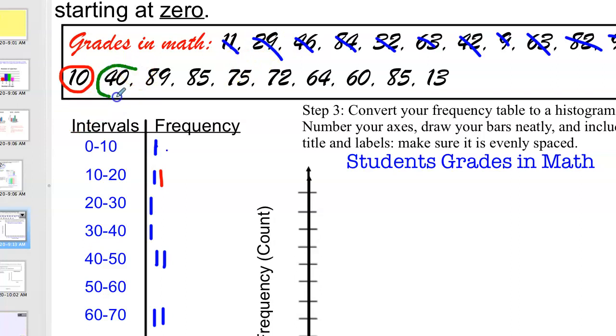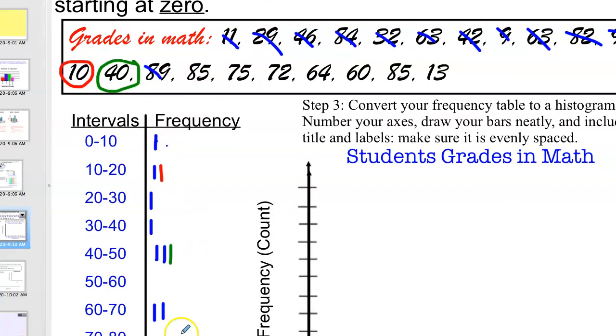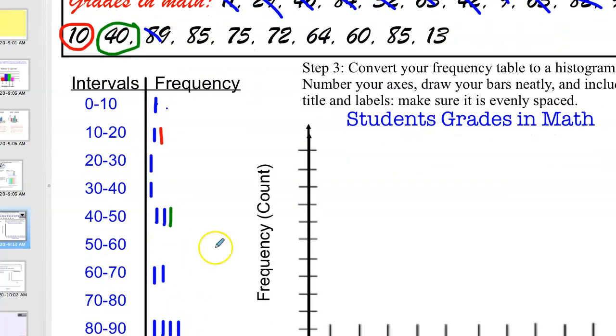Many students accidentally put it in the wrong column or they put it in both. 40 is another one of those tricky ones. It's not going to go between 30 and 40. This is 30 to 40, not including 40. So it's going to go from 40 to 50. Okay. And then 89 will go from 80 to 90. 85 will also go from 80 to 90.